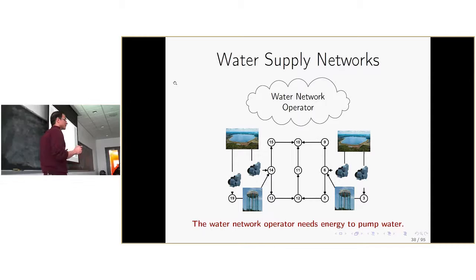So in water supply networks, we have reservoirs, pumps, tanks, junctions, and pipes. Again, we have a system, the water network operator. In water networks, we need energy to pump water to overcome geographically given pressure head differences.